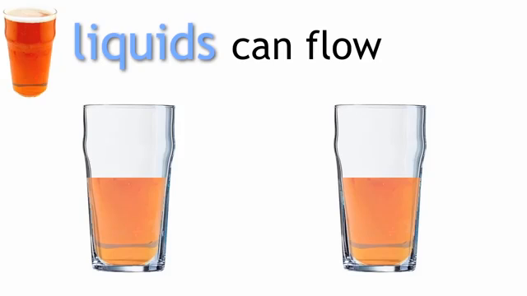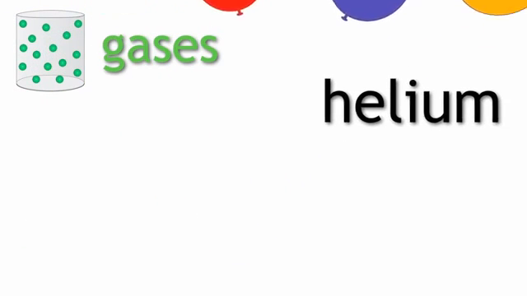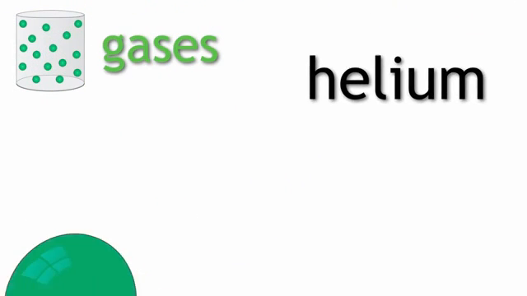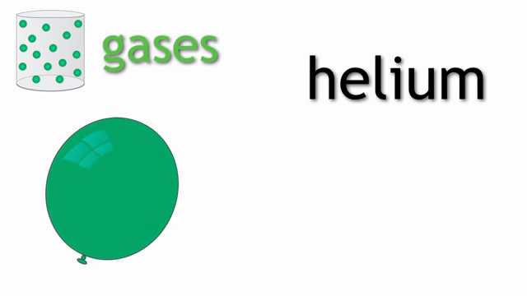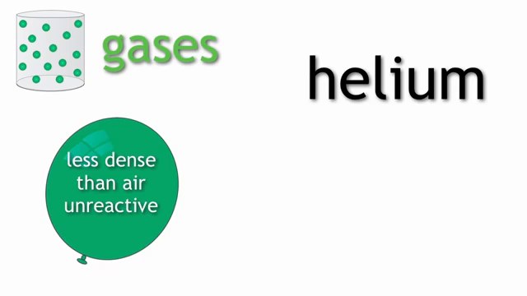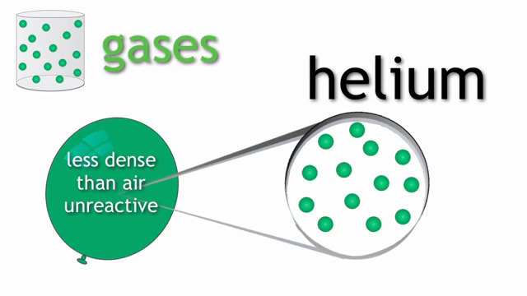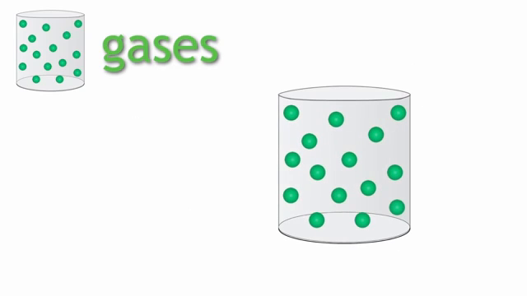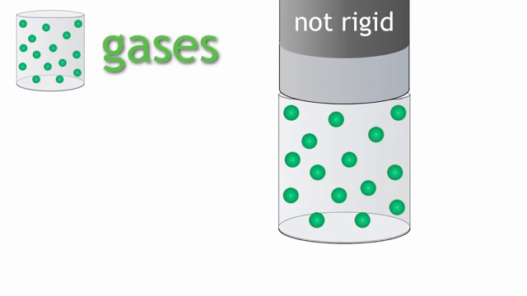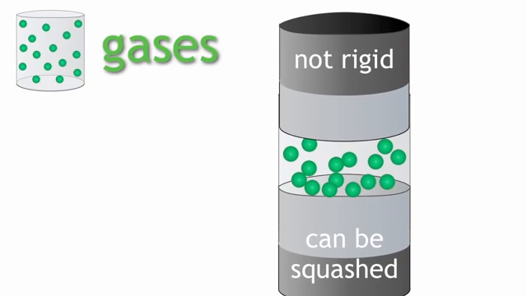Finally, let us look at gases. An example of a gas is helium. This is the gas in party balloons, because it is less dense than air and unreactive. Again, as with solids and liquids, the properties of gases depend on how the particles in gases are packed. Unlike solids and liquids, the particles in gases are not closely packed, they are far apart. As a result, gases are not rigid and can be squashed or compressed.